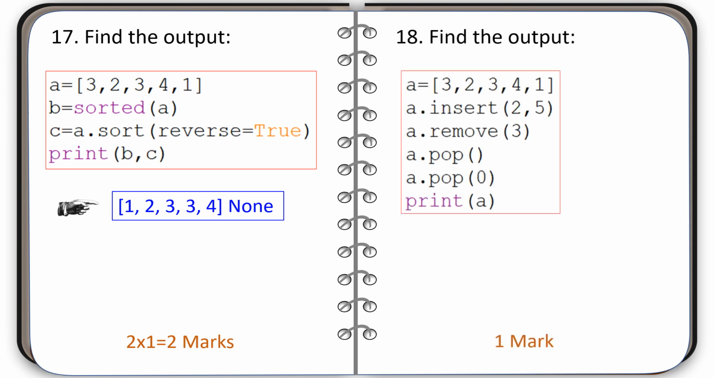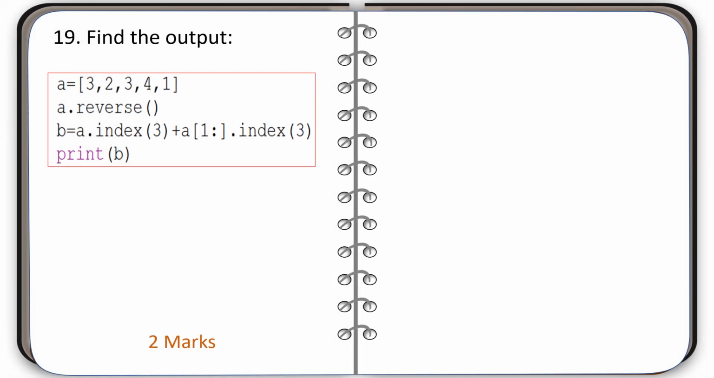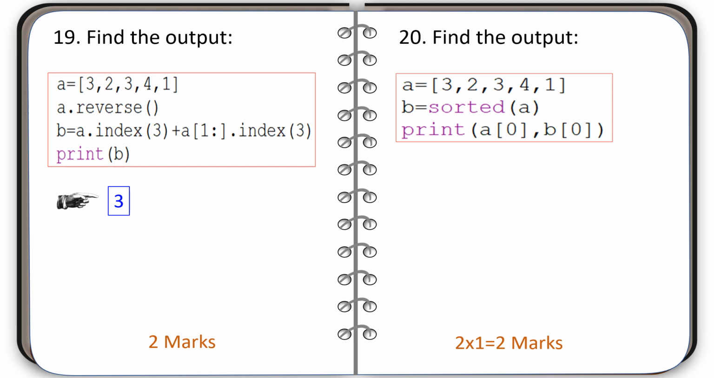Question number 18. Find the output of the given code, and the output is this one. Question number 19. Again find the output of the given code, and the output is 3. Question number 20. Find the output of the given code, and the output is 3 and 1.